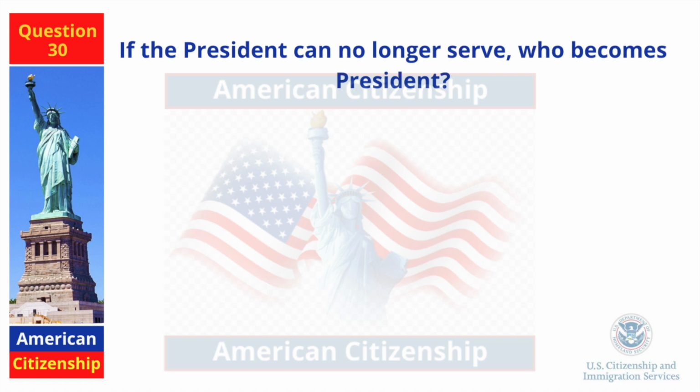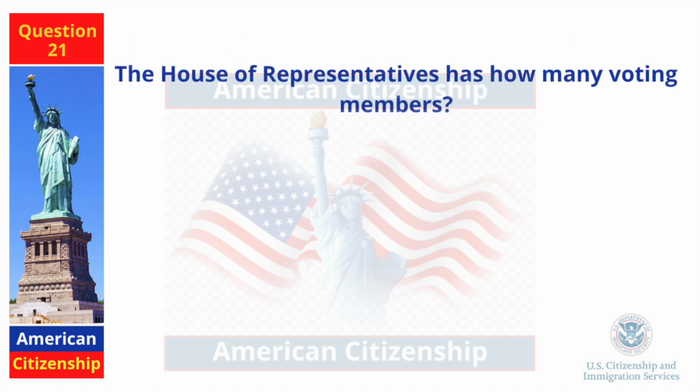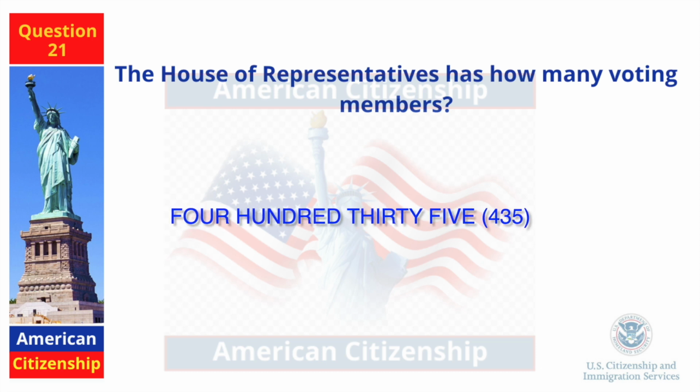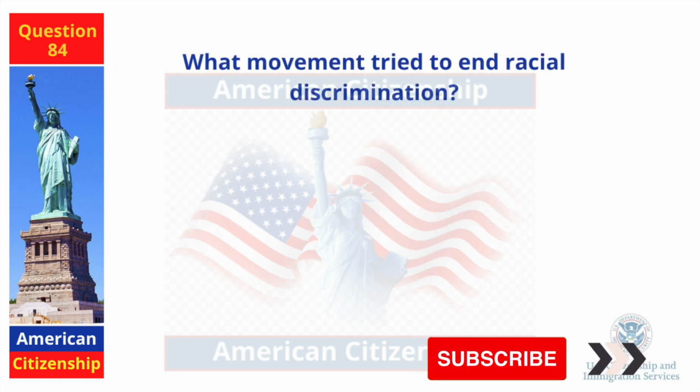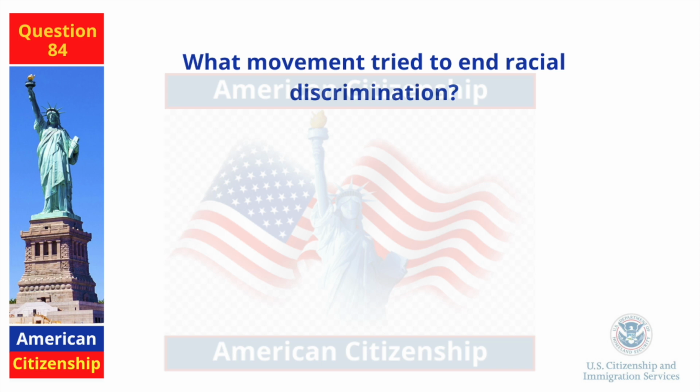If the president can no longer serve, who becomes president? The vice president. The House of Representatives has how many voting members? 435. What movement tried to end racial discrimination? Civil rights movement.